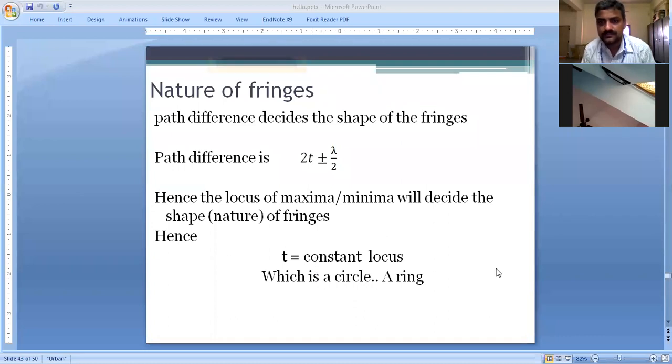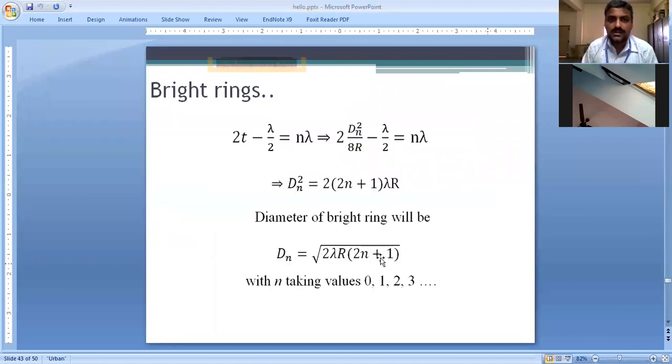As usual, we have calculated the path difference. Now we know t in terms of dn and r. That is, t can be safely replaced as dn square by 8r. We can calculate the bright ring and dark ring conditions. As you know, path difference equal to n lambda gives you bright, and path difference equal to (2n minus 1) lambda by 2 gives you dark. So I am starting with bright rings.